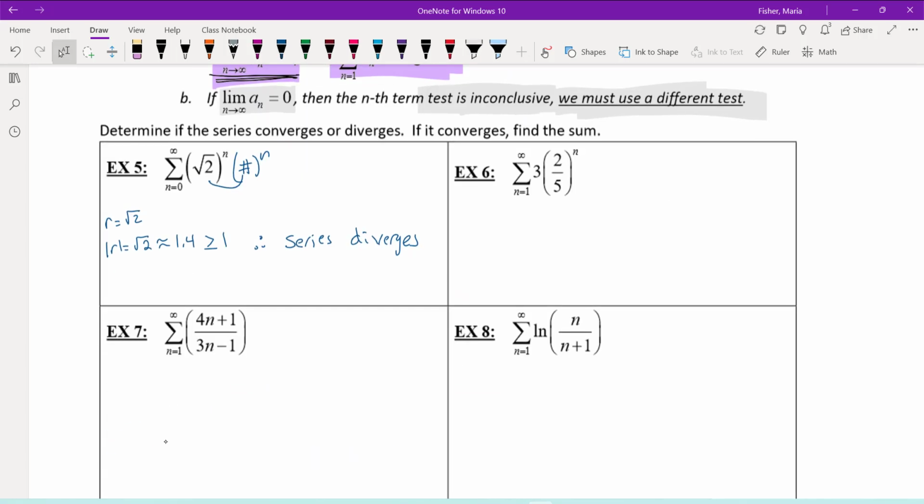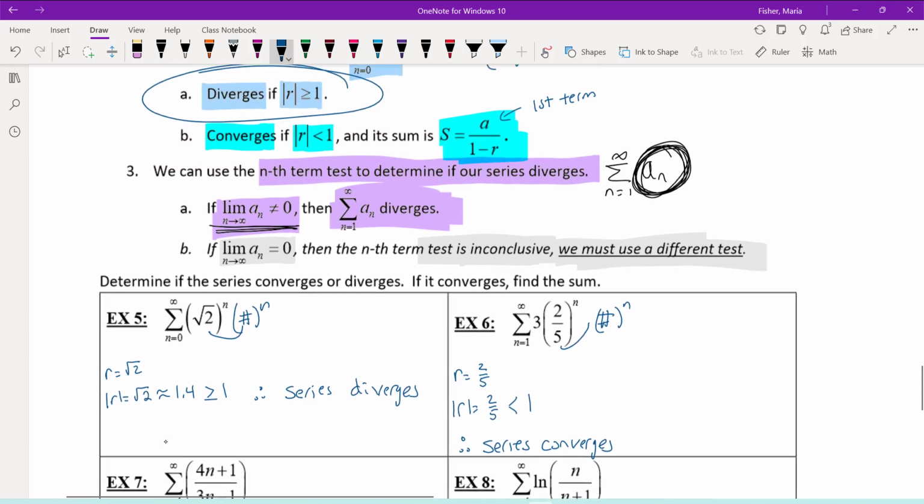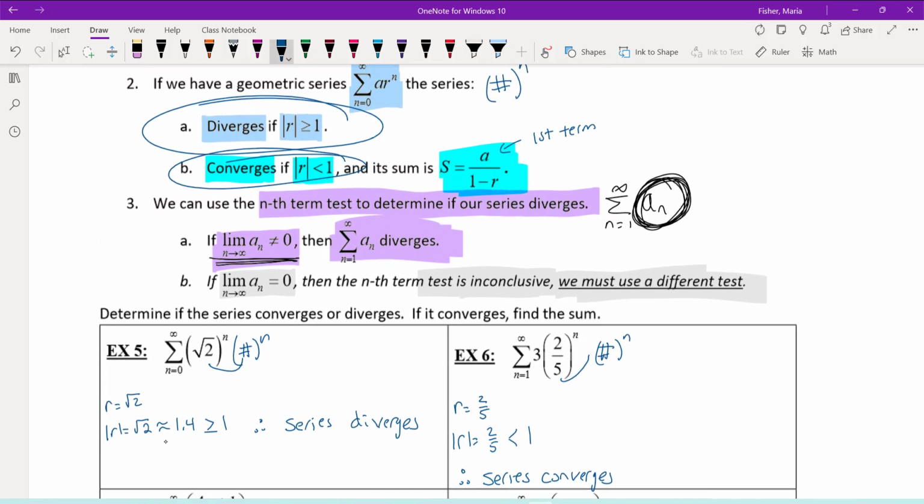What about number 6? The sum from n equal 1 to infinity of 3 times 2/5 to the n. Well, this is still a number raised to a power, which means I'm geometric. r here is equal to 2 over 5, which means that the absolute value of r is still 2/5. Well, 2/5 is a number that is less than 1, therefore this series converges. Why does the series converge? Because if the absolute value of r is less than 1, the series converges.